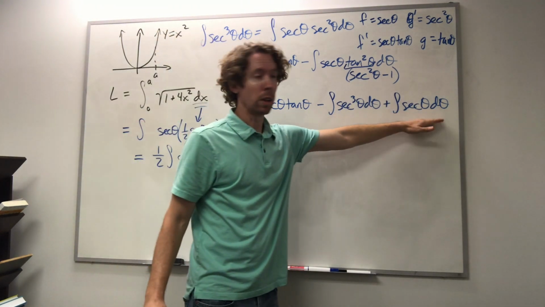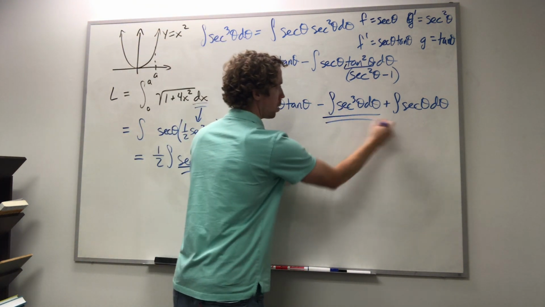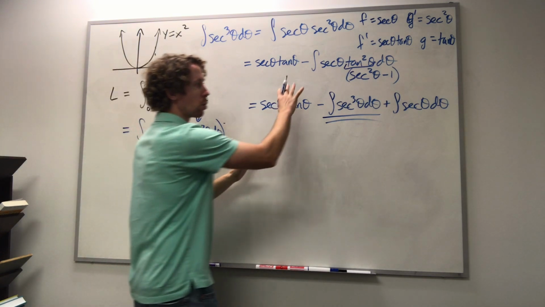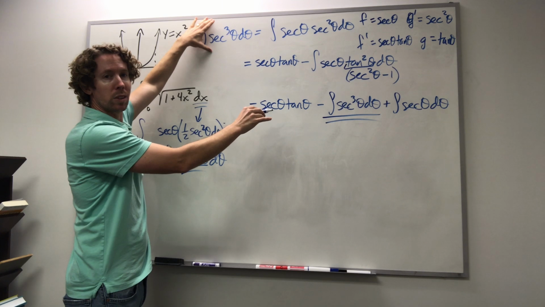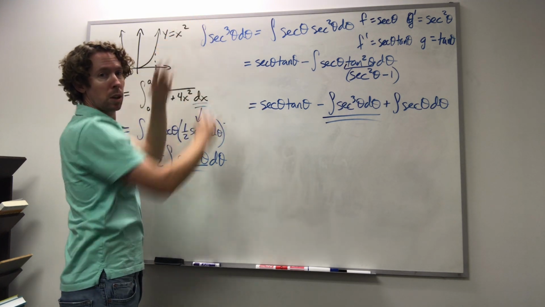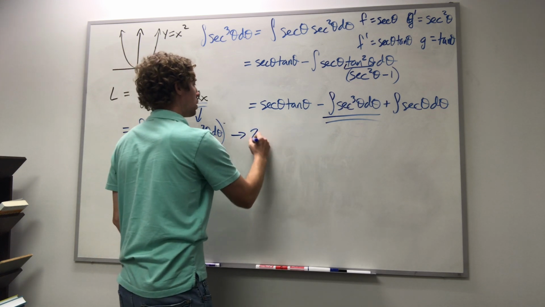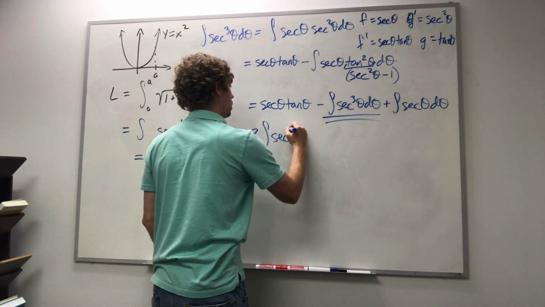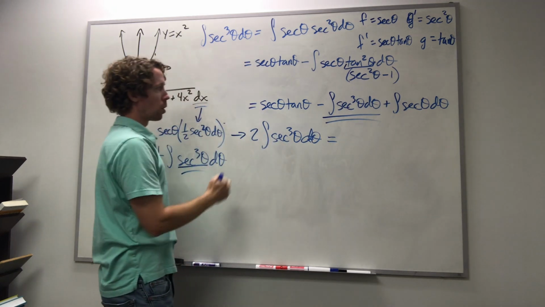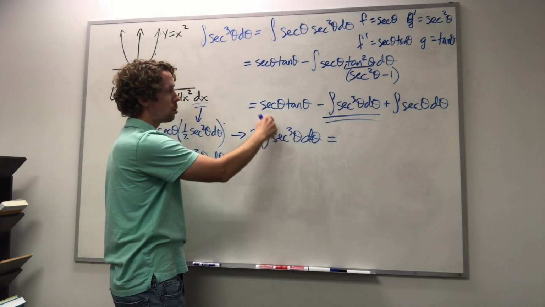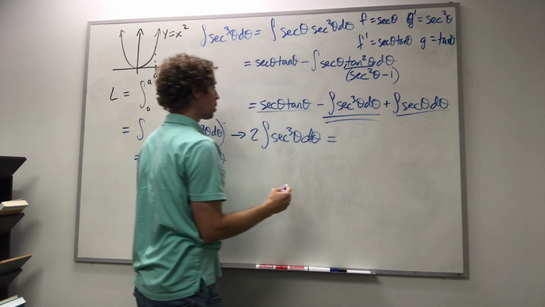Assuming that you know how to do this, what we can do from here is now add this term to both sides of the equation. So it will go away from this side. And on this side, when you add the integral of secant cubed to the integral of secant cubed, you get two copies of that. So on the left, we got 2 integral of secant cubed. On the right, we got secant theta tangent theta plus that integral.